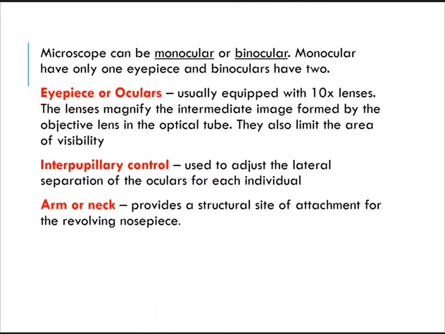The first part of your microscope is the eyepiece, or the oculars. The oculars are located at the top of your body tube. They are usually equipped with 10x lenses, and the lenses magnify the intermediate image formed by the objective lens in the optical tube. One more thing about oculars is that they also limit your area of visibility.